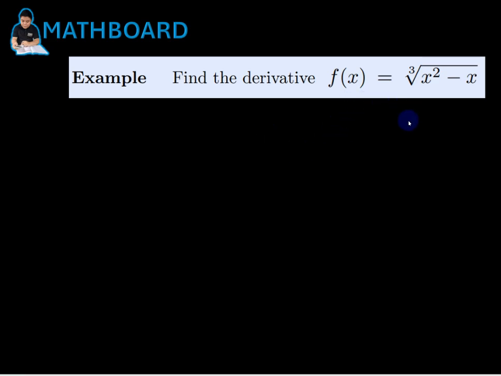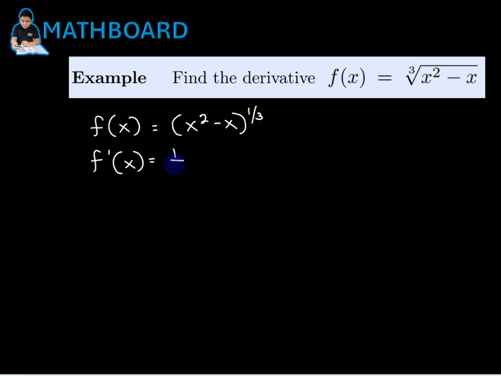Another one, we have f of x equals the cube root of x squared minus x. So to use the chain rule, first transform this to a fractional exponent, and that is quantity (x squared minus x) raised to 1/3. So using the chain rule, f prime of x, the derivative of f, bring down 1/3, (x squared minus x), subtract 1 from 1/3, and that is negative 2/3, times the derivative of the function inside the parentheses, which is x squared minus x.